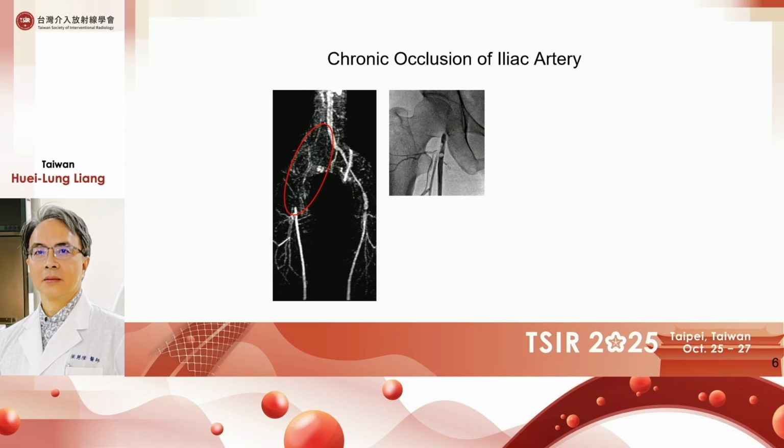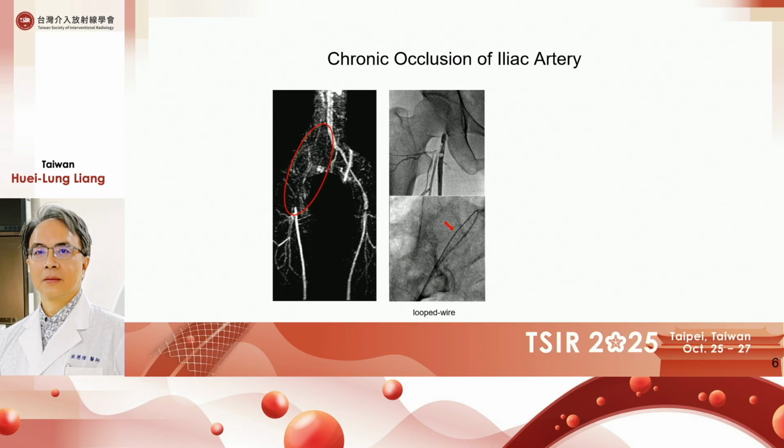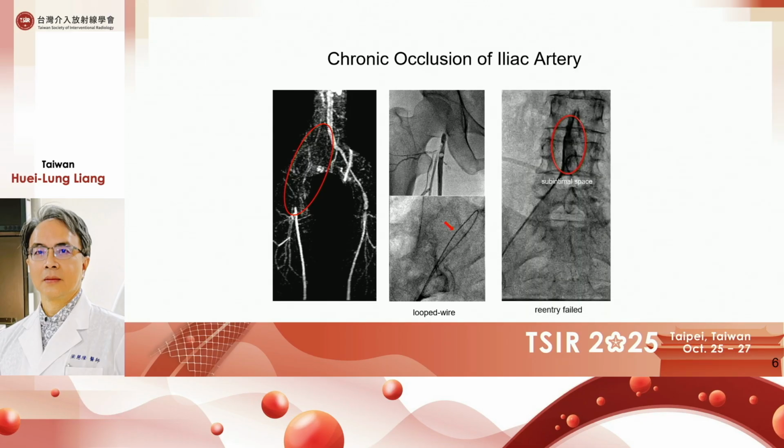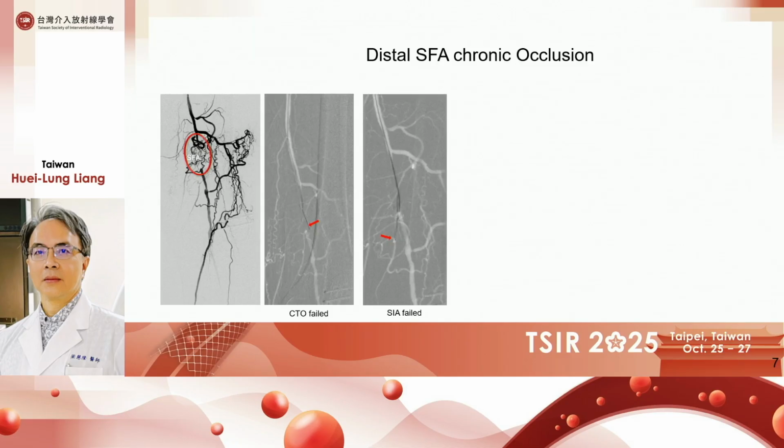The spontaneous guide wire reentry into the true lumen of a large artery is more difficult because the intimal flap is much thicker. This patient had a long chronic total occlusion of right common and external iliac arteries. The looped guide wire indicated a subintimal route. The red circle indicates the guide wire retained in the subintimal space with reentry failure. Under this circumstance, we require a reentry device for help.